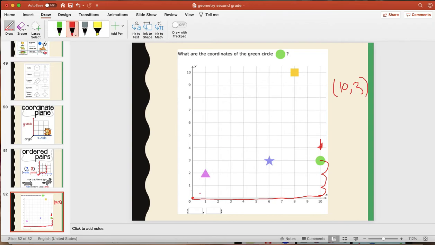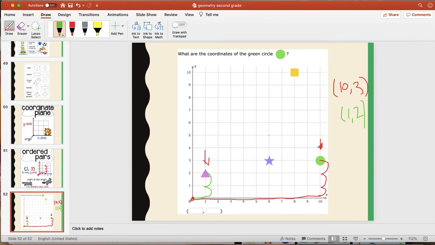We can do the triangle as well. So if I want to get to the triangle and I'm starting off at my home base, I need to run 1 and jump 1, 2. So I would write that as 1, comma, 2. Remember, we always write down how far we run and then how high we jump.